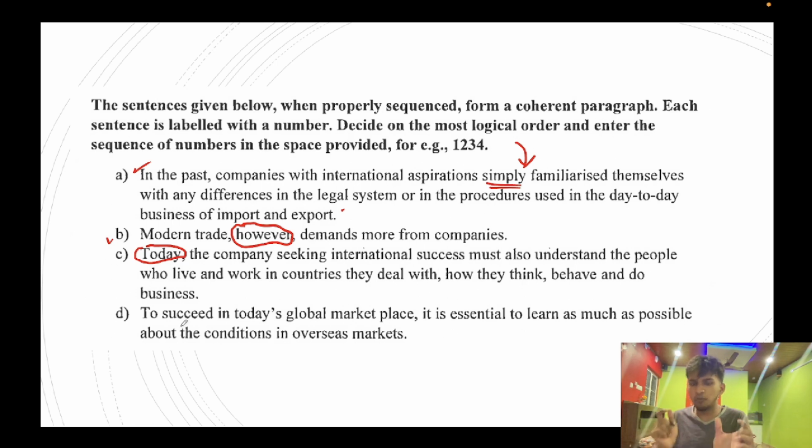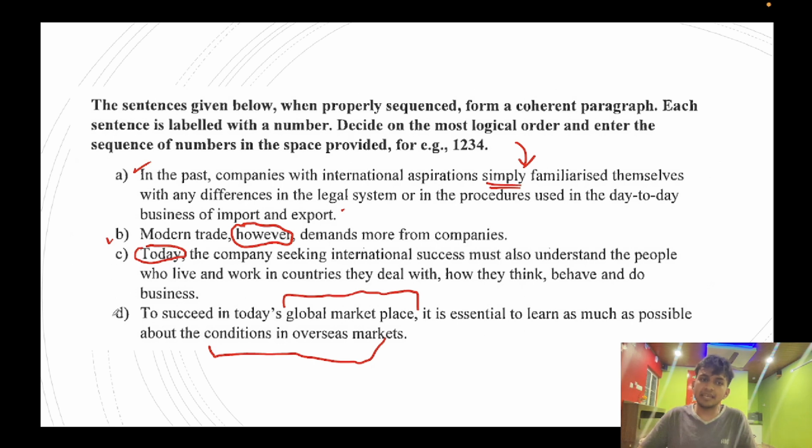To succeed in today's global marketplace, it is essential to learn as much as possible about the conditions in overseas markets. See, what is peculiar about this sentence? First of all, it introduces the concept of global marketplace. Right, it introduces the context. It says that in this paragraph we are going to talk about the global marketplace, and it says what the condition for success is. So here we are being given context. We are being told that in order for you to achieve this, you must do this.